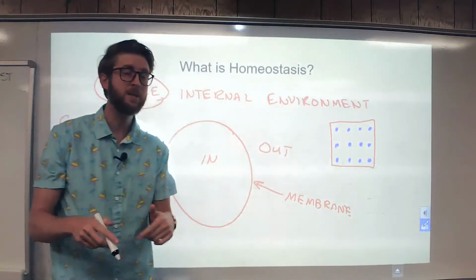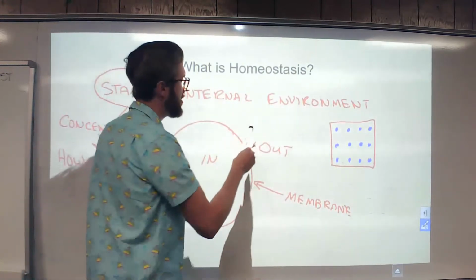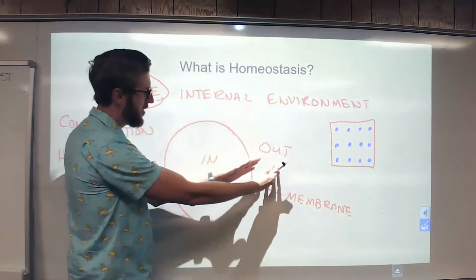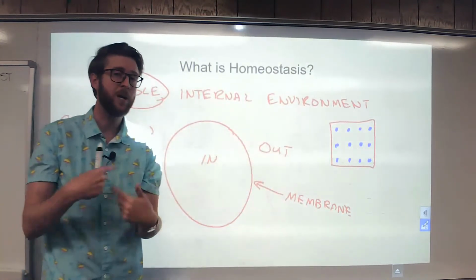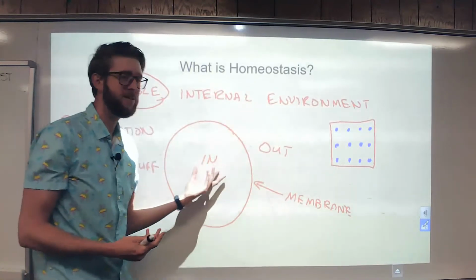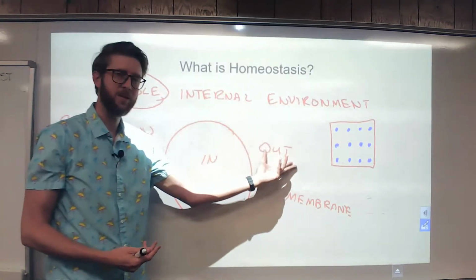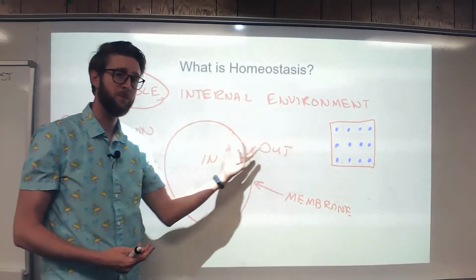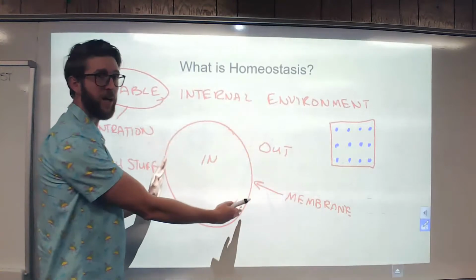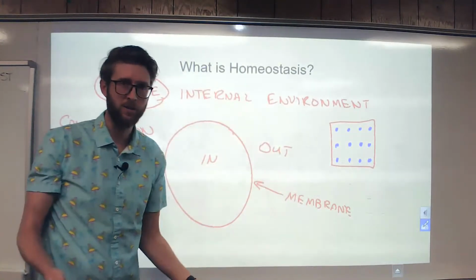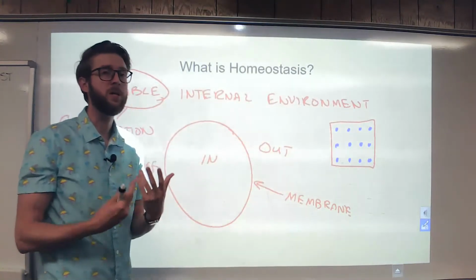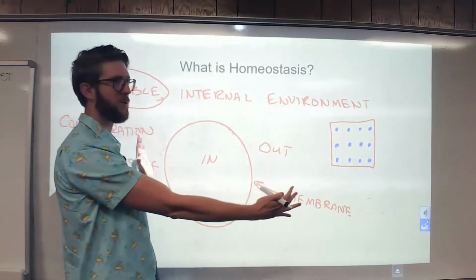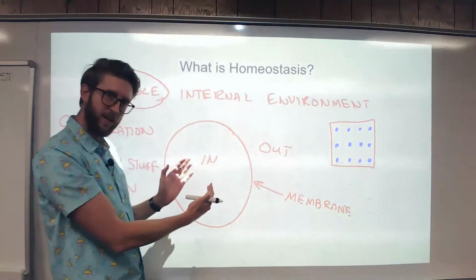Now, this does not mean the same amount, okay? If you have water outside the cell, your cells want the same concentration of water inside the cell as outside the cell, but that doesn't mean that the same amount of water needs to be on both sides. If I took this cell and I dropped it in the ocean, there's obviously going to be more water in the ocean. We can't have all the water or half the water in the ocean go into the cell and have the same amount.